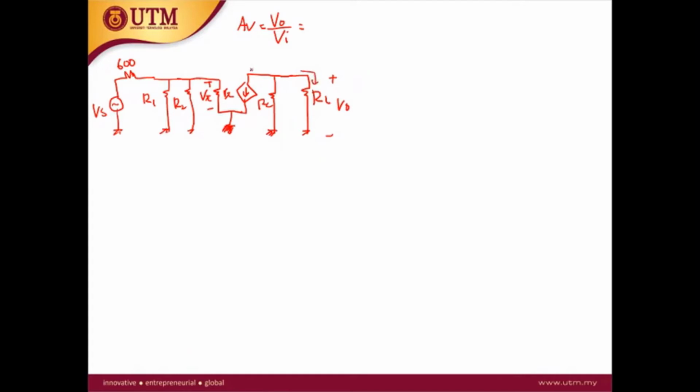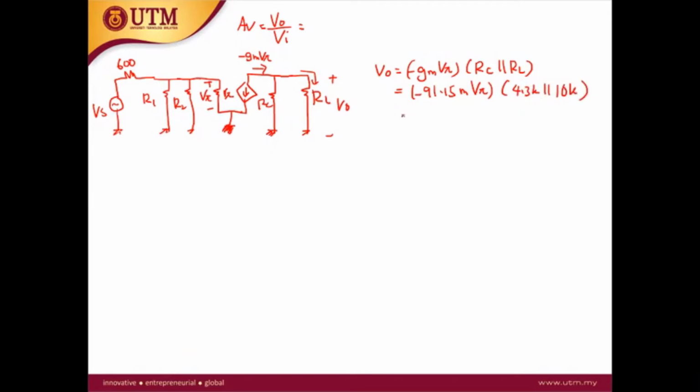But here what I do is combine the RL and RC and then multiply by the current, minus gm V pi. So we have the V out equation equal to minus gm V pi times RC parallel with RL. So this is minus 91.15 millisiemens times V pi. RC is 4.3K, RL is 10K.